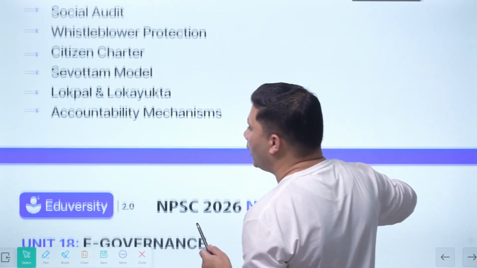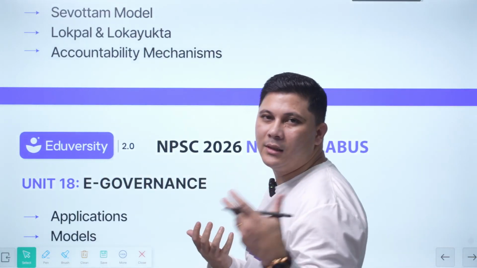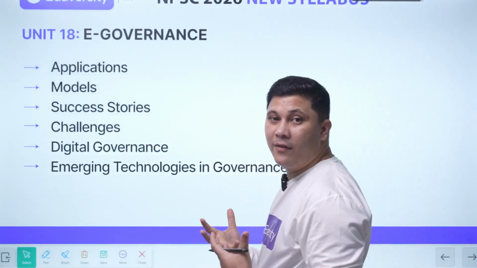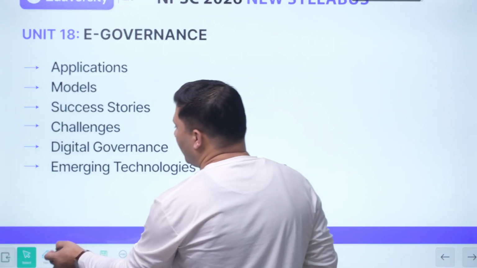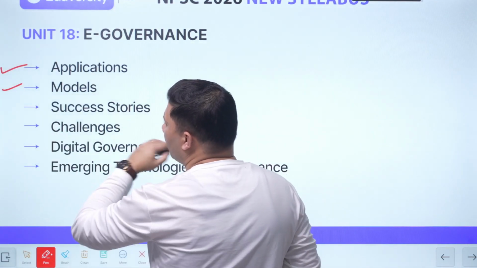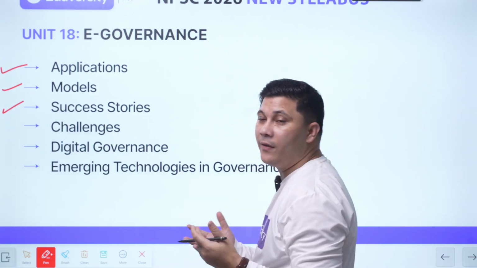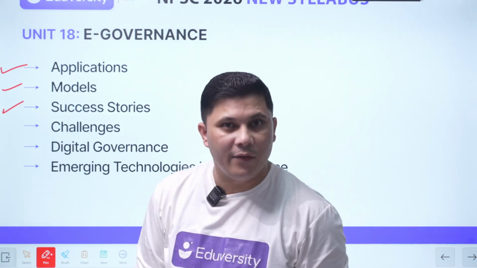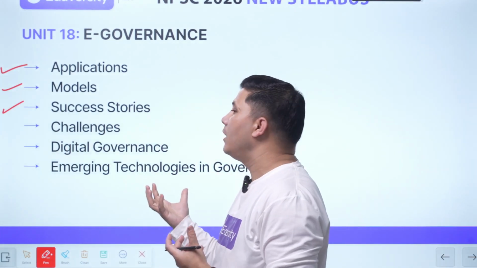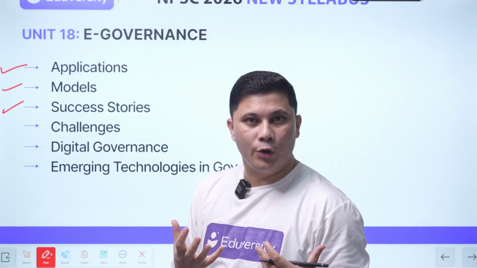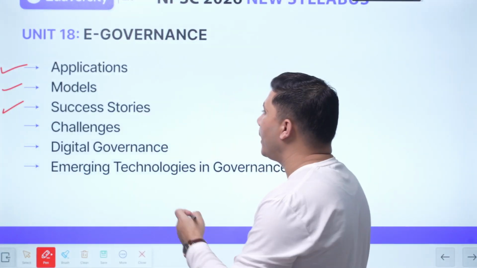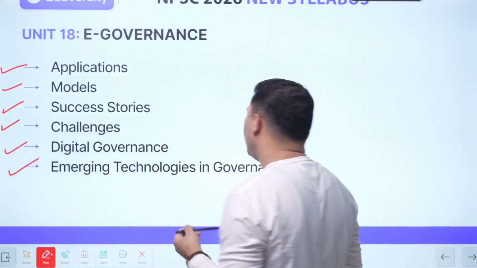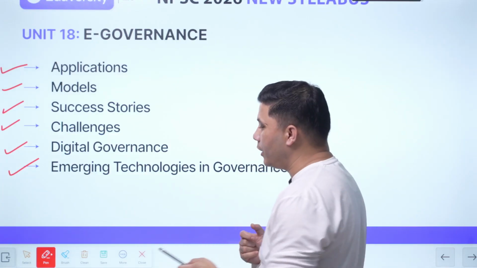Now going forward, apart from policies, schemes, missions, and accountability, we are also going to study e-governance: the application of e-governance, the models of e-governance, success stories in e-governance, how e-governance is reaching the grassroots level, and how e-governance is a very important tool of democracy. Then the challenges of e-governance, national digital governance, and emerging technology in governance. What are the emerging technologies in governance?